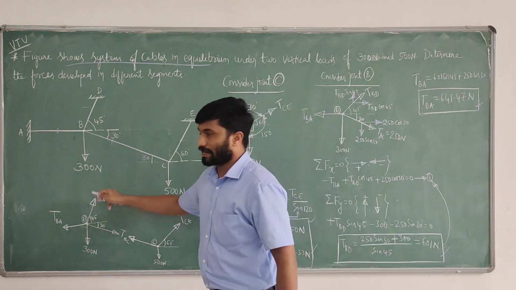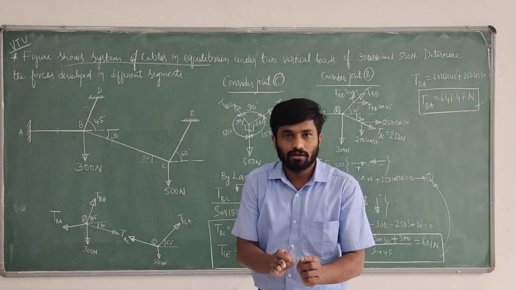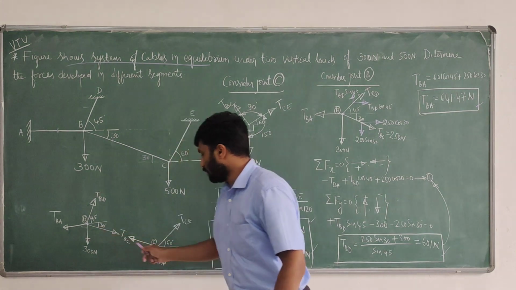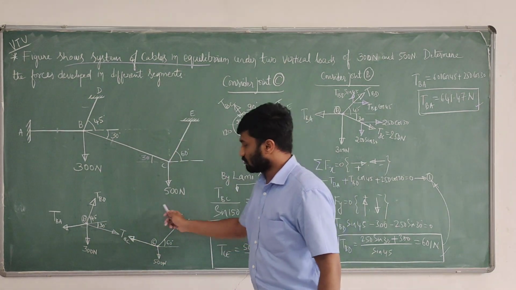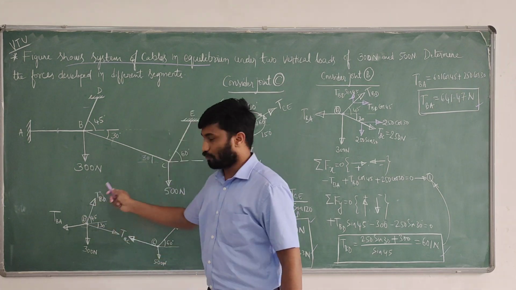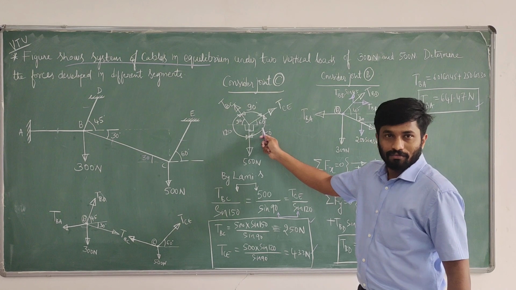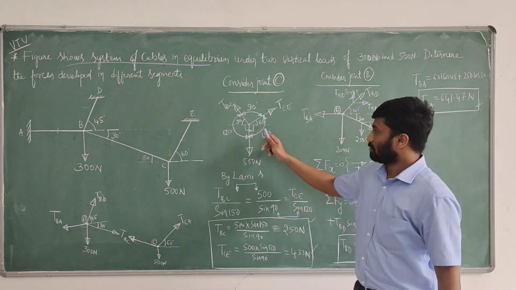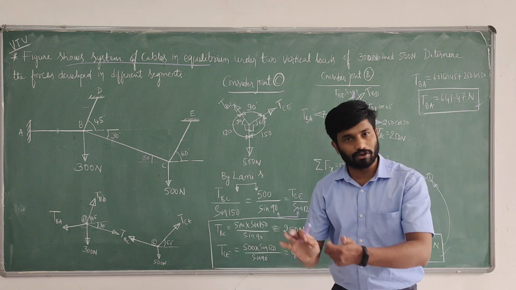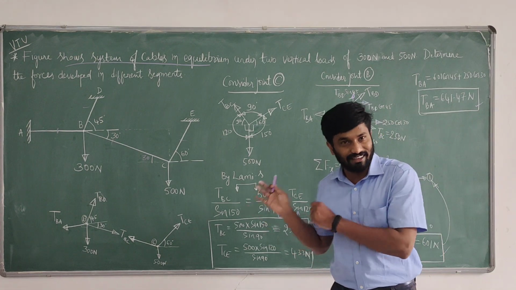So write the free body diagram. Then observe each joint. Consider which is having the least number of forces first. Joint C is having only 3 forces. Joint B is having 4 forces. So first consider joint C. See here, because the 3 forces are mutually perpendicular, Lami's theorem can be easily applied. Or else you can use equations of statics, no problem. But I prefer Lami's theorem because it's very easy.